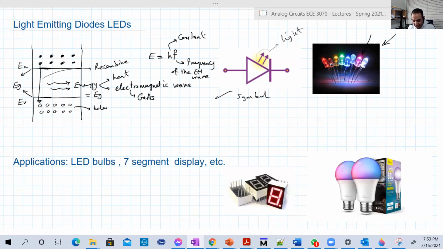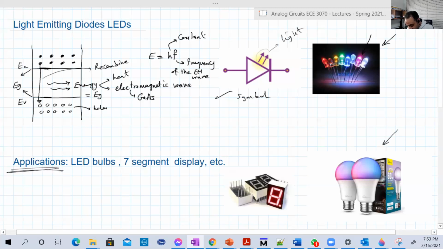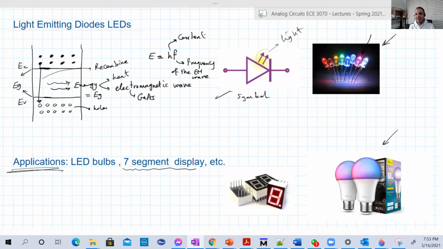So that's how the light emitting diode works. And as we said, it has many applications. For example, the LED bulbs that you have in your home. Also the 7-segment display, which is used in many calculators to this moment. There are smart watches that still use LED because it's really shiny. I mean, it gives you better displays than the normal LCD watches, or of course even in your design projects.